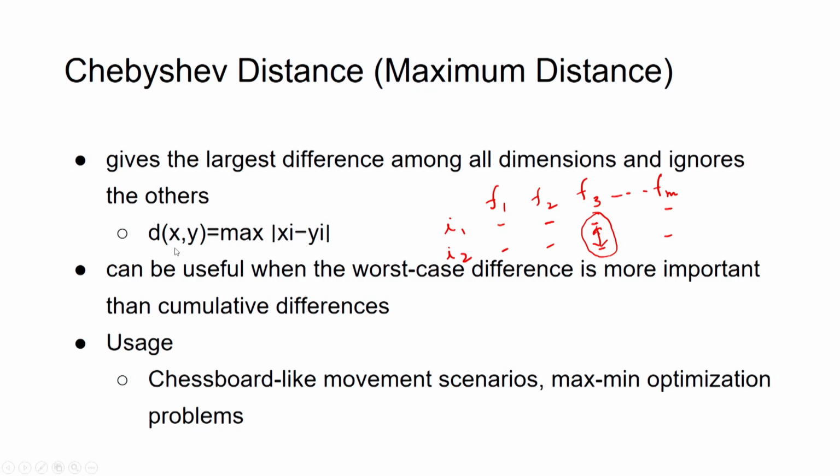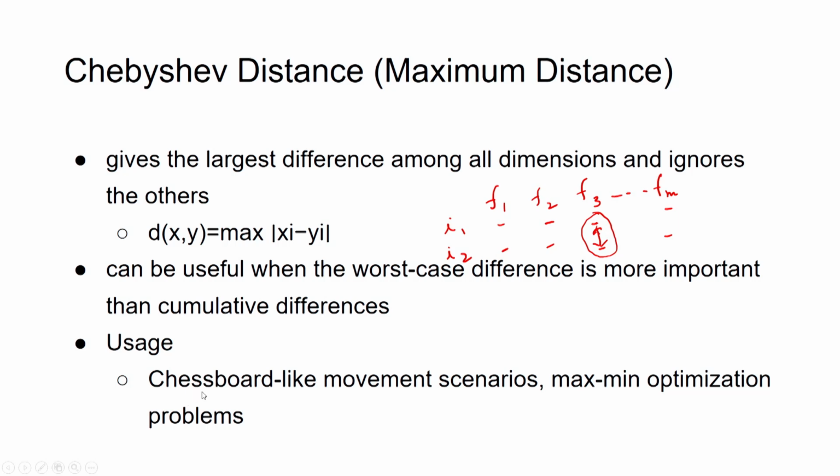So, it is defined like this: maximum of |xi minus yi|. So, for the ith feature for which this distance is maximum, it will treat only that distance as the final distance between these two instances, and the distances of the rest of the features will be ignored. So, we can say that generally these are the use cases of Chebyshev distance.